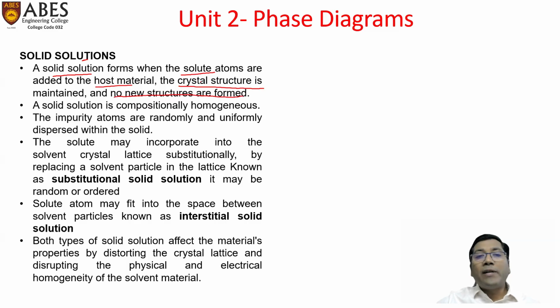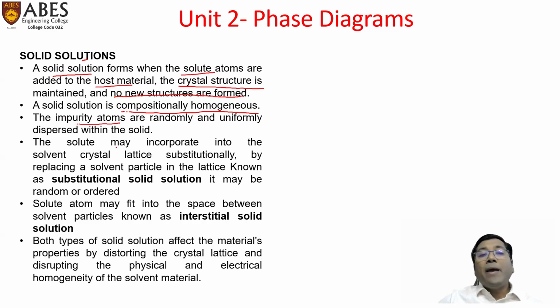The solute atoms will take either substitutional or interstitial positions, as we discussed earlier in defects in crystals. A solid solution is compositionally homogeneous. Since the crystal structure of the solvent is maintained, it is compositionally homogeneous. The impurity atoms, or solute atoms, are randomly and uniformly dispersed within the solid.